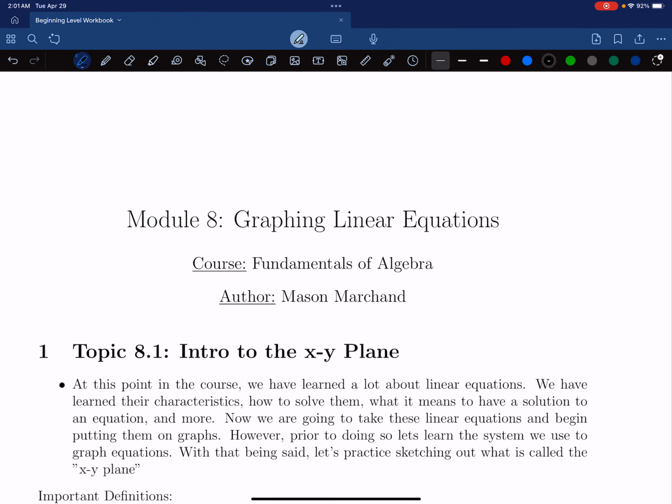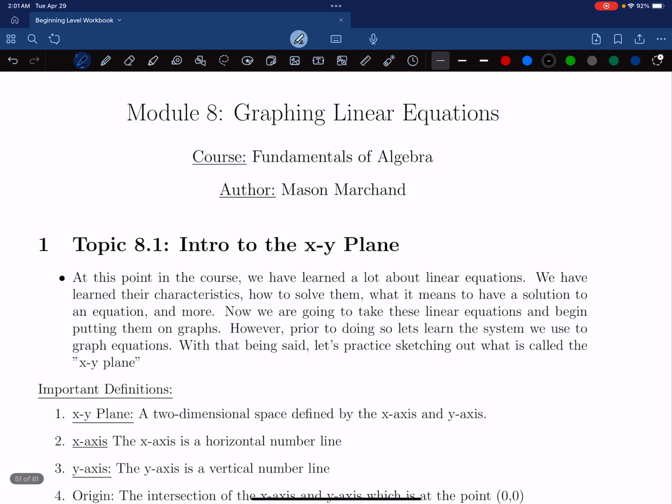Welcome to Module 8. In this video, we are going to be getting an introduction into something called the XY plane. So at this point in the course, we have learned a lot about linear equations. We have learned their characteristics, how to solve them, what it means to have a solution to an equation, and other things. Now we're going to take these linear equations and begin to put them on graphs. However, prior to doing so, let's learn the system we use to graph equations. And that system is called the XY plane.